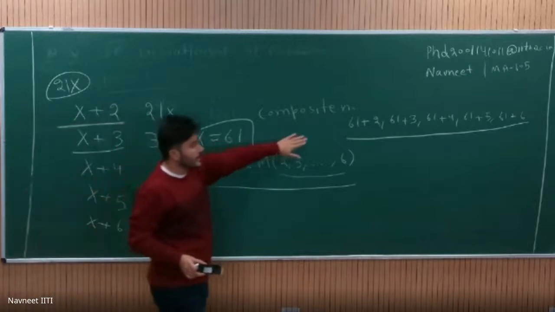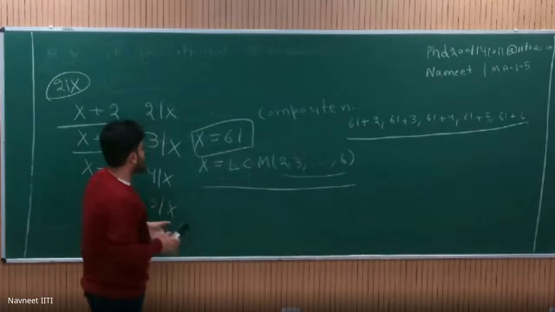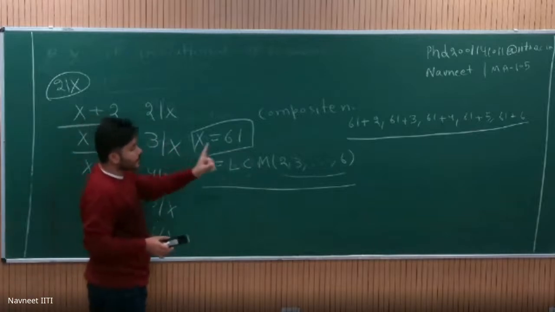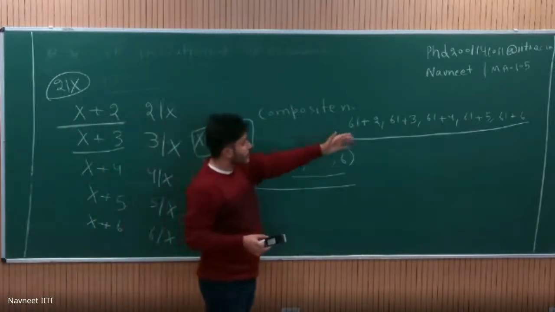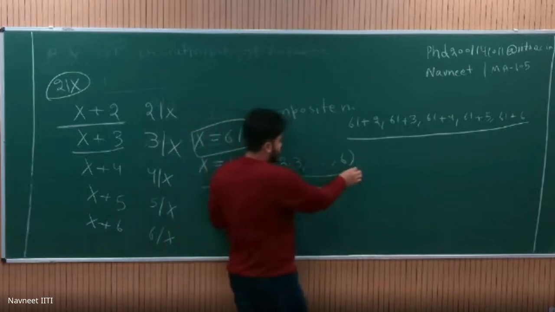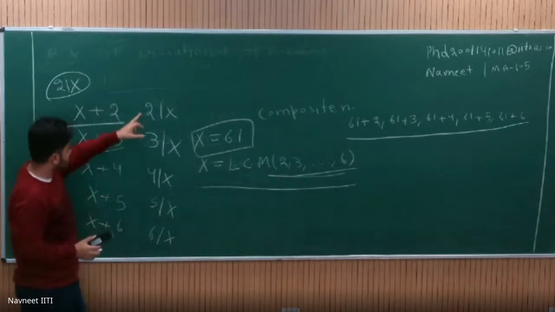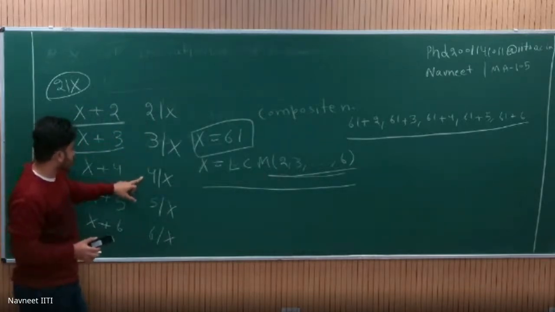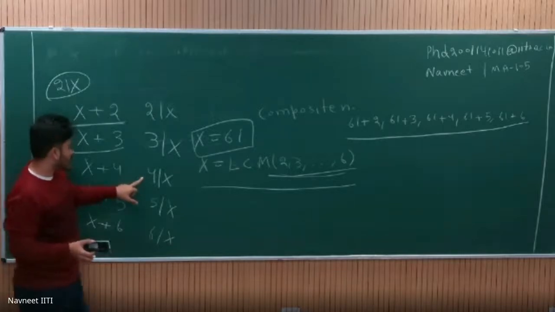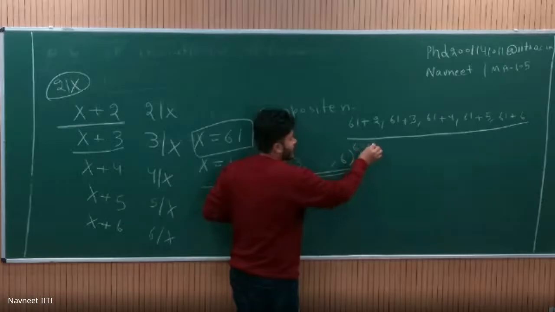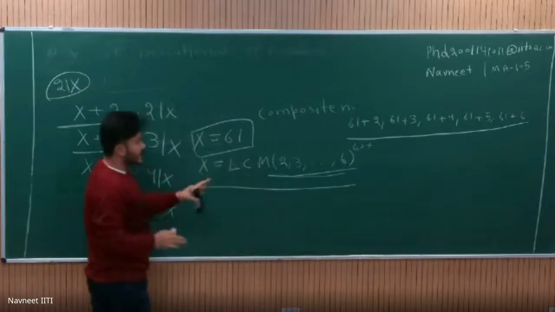Up to this point, clear or not? Yes, sir. Okay, from here you can realize that if you require to construct instead of 6 factorial, you can also take the LCM of the numbers 2, 3 and up to 6. I think that will be 6 into 2, 12, 60. 60, right? Yes, sir. 60 also works here. Okay, whatever you want, you can take it.